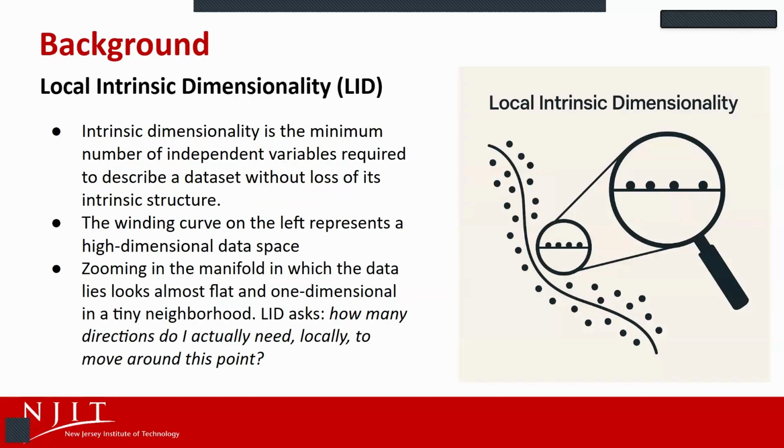Now let's look at what local intrinsic dimensionality actually is. Intrinsic dimensionality is the minimum number of independent variables required to describe a dataset without loss of its intrinsic structure. The winding curve on the left represents a high-dimensional data space. Zooming in, however, we can see that the data actually lies in a much smaller one-dimensional manifold in a tiny neighborhood. So LID asks the question, how many directions do I actually need locally to move around this point? And we can see that that is 1 in this particular case. So the LID of this data is just 1.